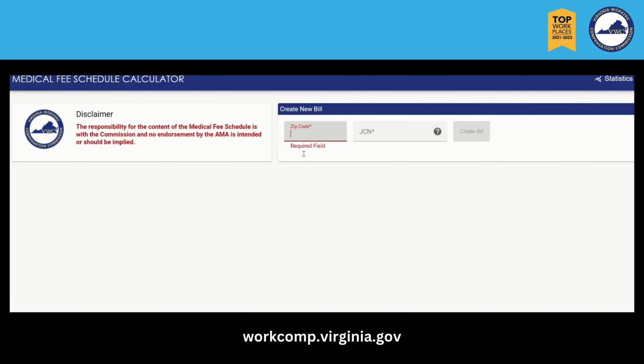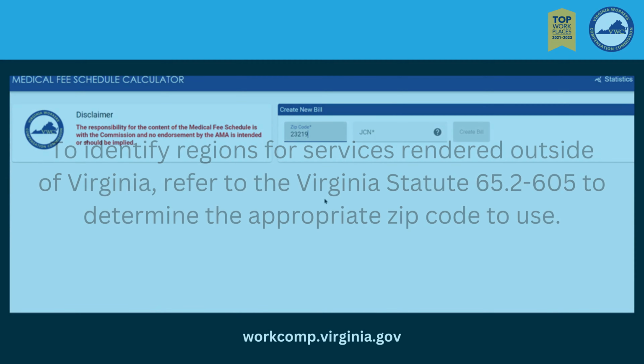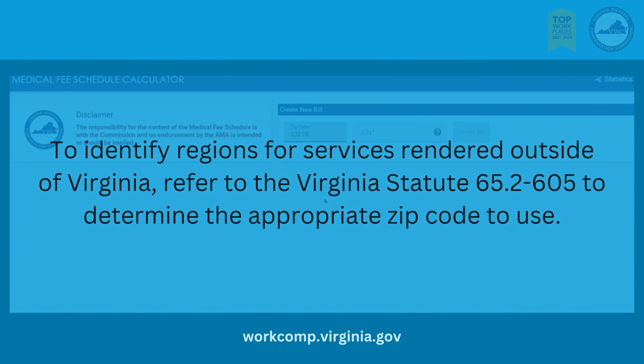First, enter the zip code for where the medical services took place. The calculator will automatically determine the applicable region. To identify regions for services rendered outside of Virginia, refer to the Virginia Statute 65.2-605 to determine the appropriate zip code to use.